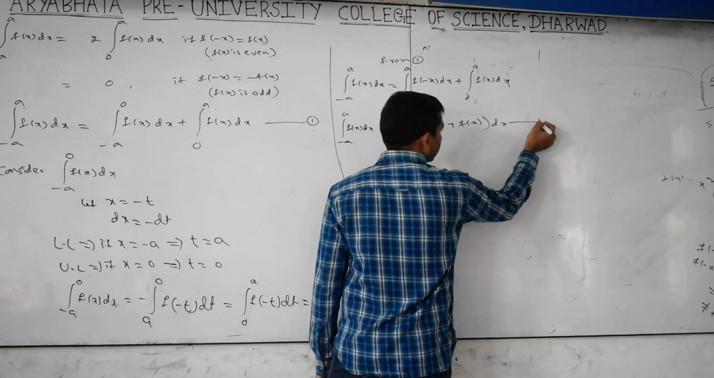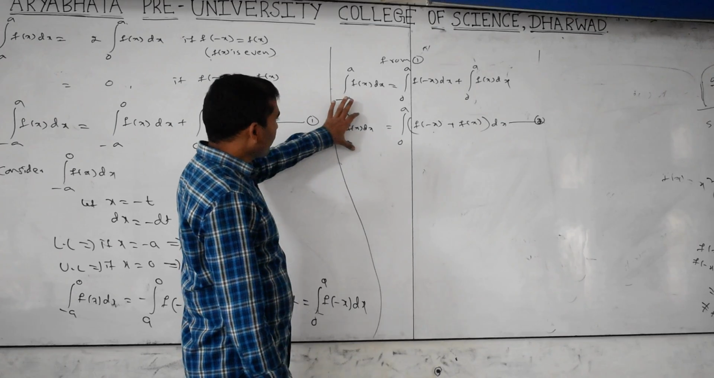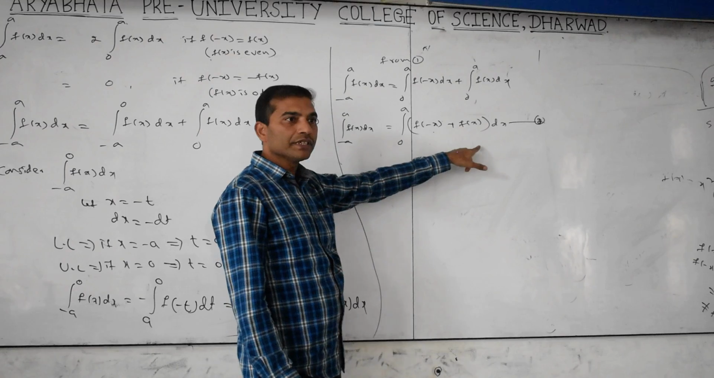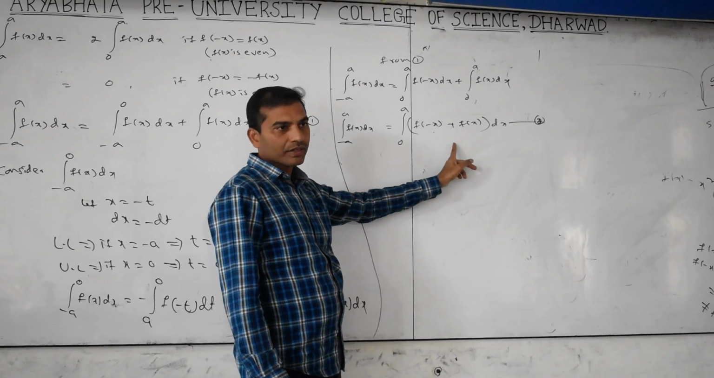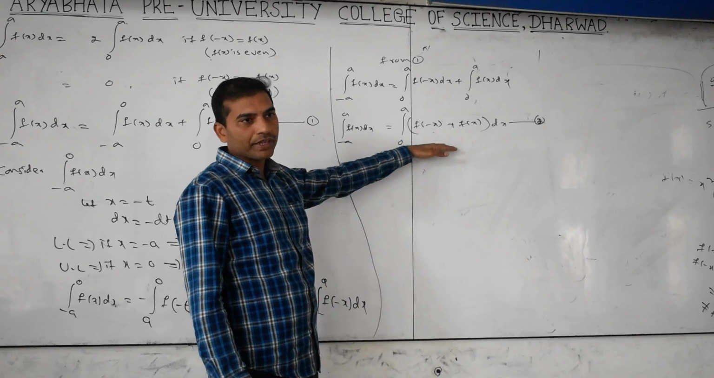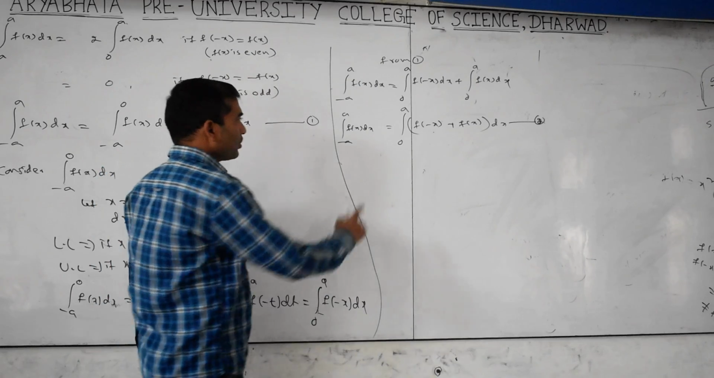This is minus a to a of f of x dx. This was asked in CET, this is the second point. Minus a to a of f of x dx equals this, and this also: f of minus x plus f of x. Sometimes they may ask up to this also. This also we consider as one property. This is the main key point. From this we will get this. There are two cases here.